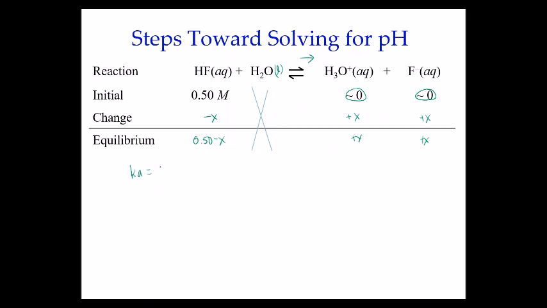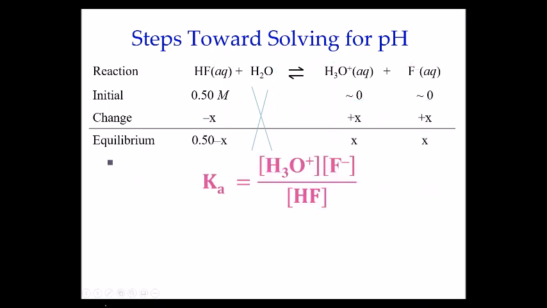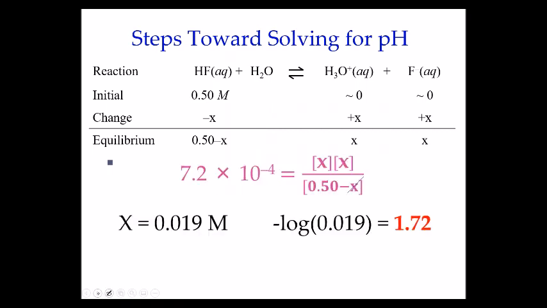So Ka equals the concentration of the hydronium, which is the first product, times the concentration of the fluoride, which is the second product, all over the concentration of the HF, which is the only reactant we will include because water does not count. So here we have that all nicely set up. Now all you have to do is plug in the numbers.